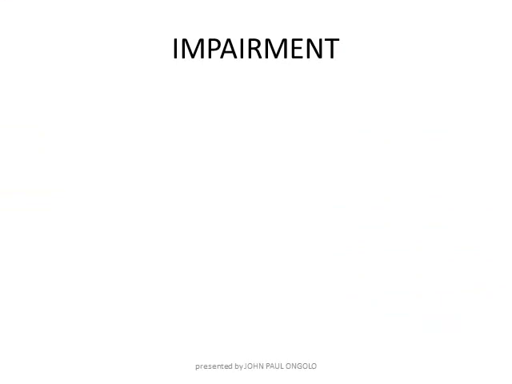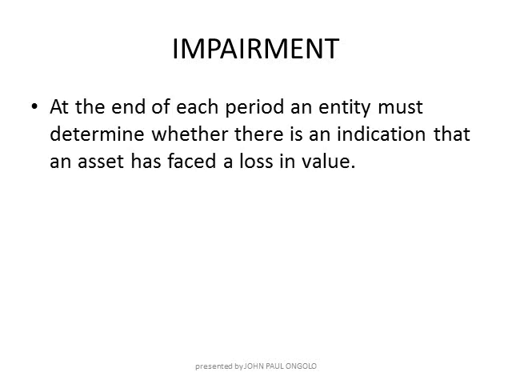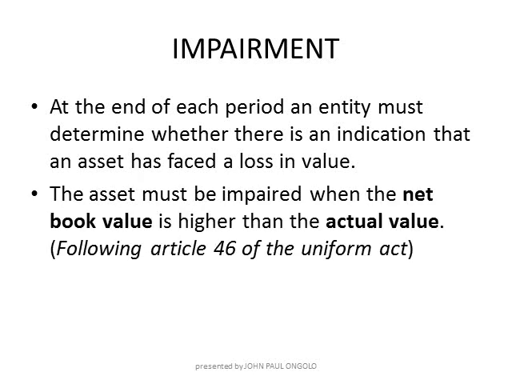The next section of our presentation looks at impairment. At the end of each period, an entity must determine whether there is an indication that an asset has faced a loss in value. It means an impairment review is carried out at the end of each period, at the end of the accounting year. If the asset has faced a loss in value, then it must be impaired. Impairment exists when the net book value is higher than the actual value. I think you can see the terms in bold on the presentation.